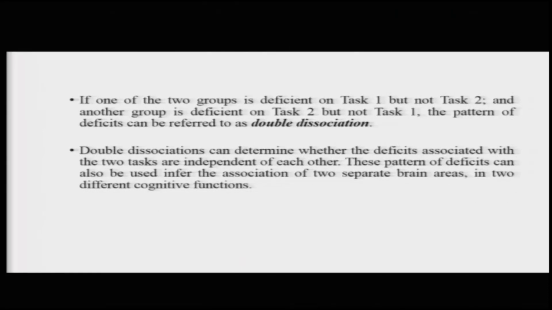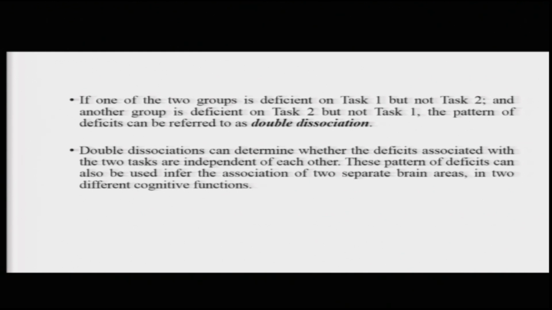Now if one of the two groups is deficient in task 1 but not task 2, and another group is deficient on task 2 but not task 1, the pattern of deficits can be referred to as double dissociation. Double dissociations can actually help determine whether the deficits associated with the two tasks are independent of each other or they are sort of linked with each other.